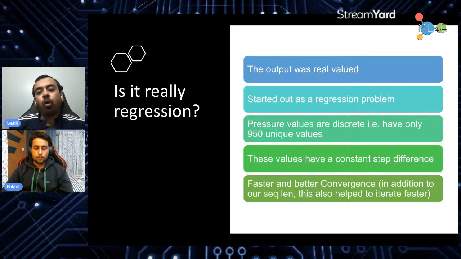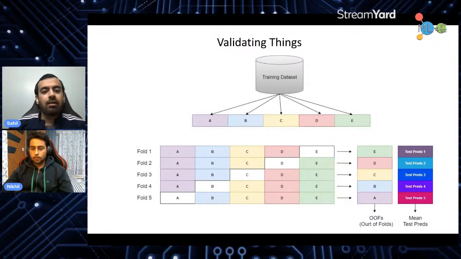So yeah, we formulated this as a classification problem, and we tried a bunch of different losses here, and we also tried ordinal regression, which we'll cover later, along with what all losses we tried. So yeah, over to you, Nikhil.